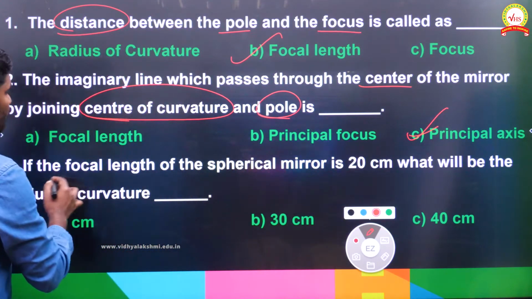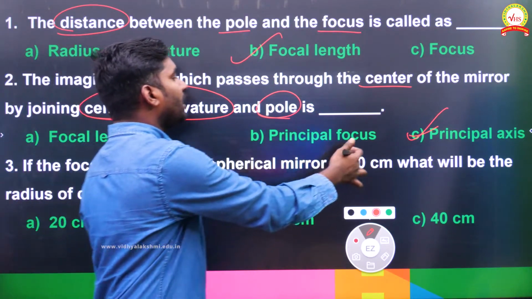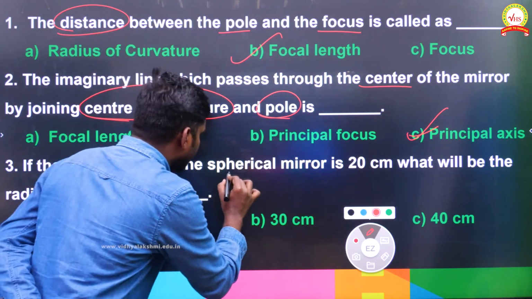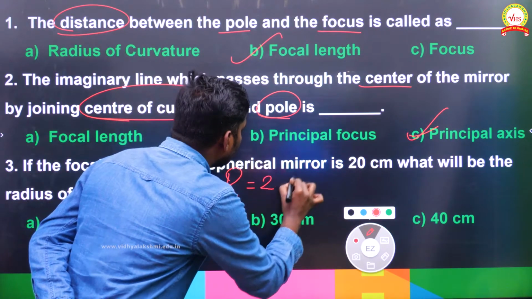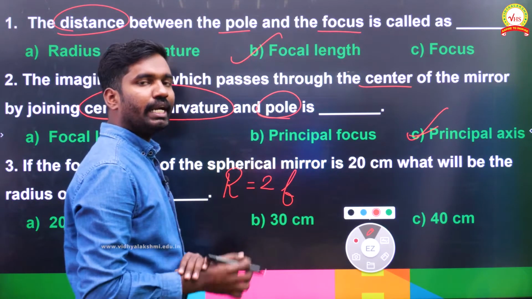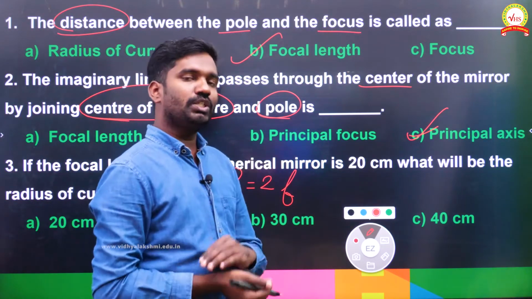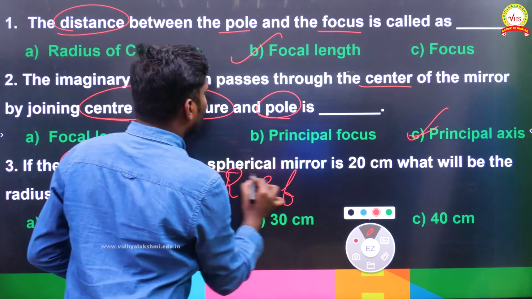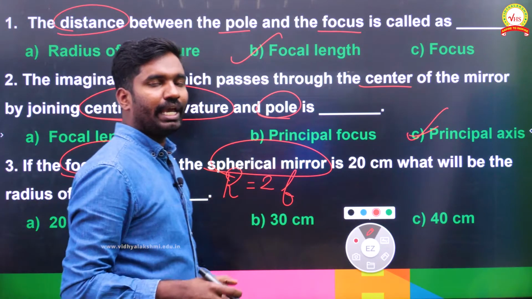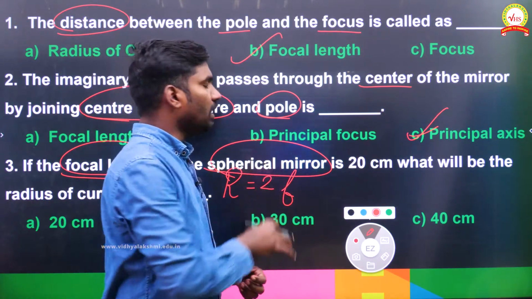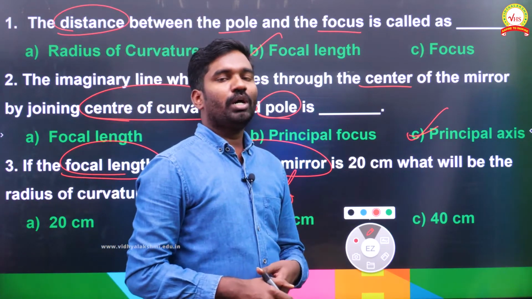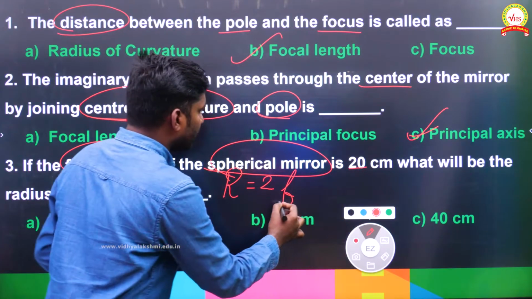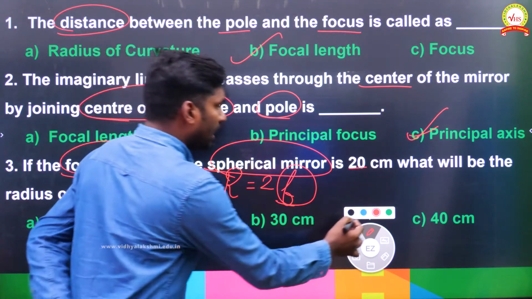And the third one: if the focal length of the spherical mirror is 20 centimeter, what will be the radius of curvature? We know the relation R is equal to 2 times F. That is, the radius of curvature is twice its focal length. In the question, they gave the focal length of the spherical mirror. They didn't mention any specific type of mirror, either concave or convex. They just mentioned the spherical mirror alone, so we need not bother about whether our answer is positive or negative. Just substitute the values in place of F and find the answer.